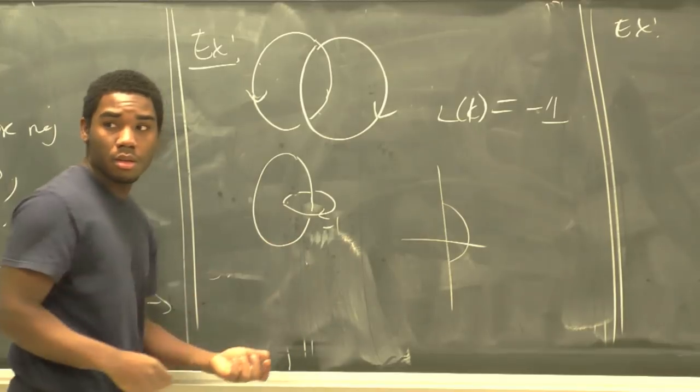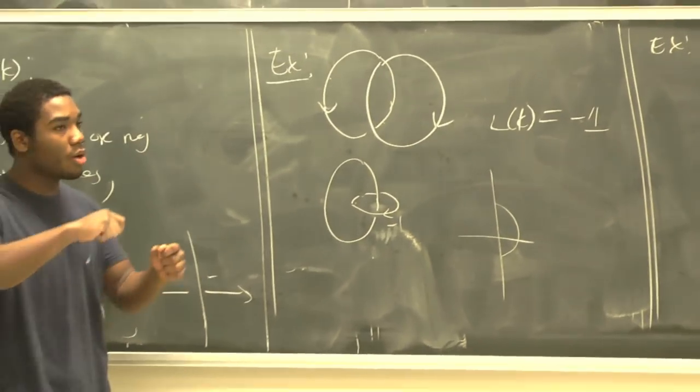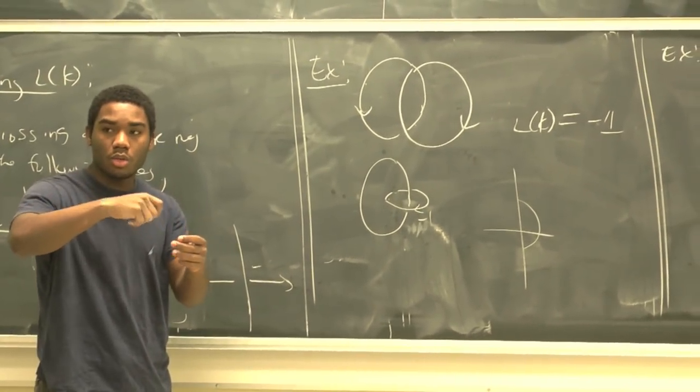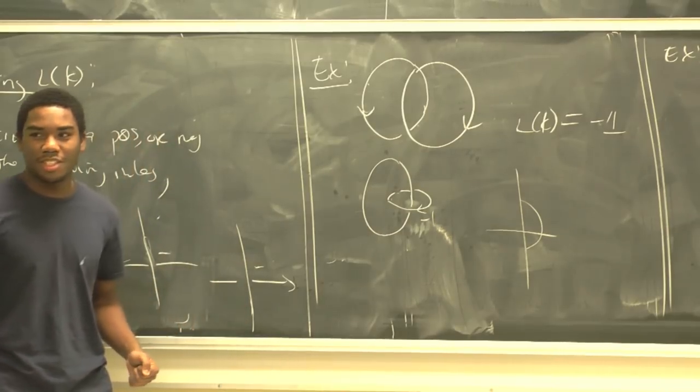How do we know what crossings to not use? What you're going to be using is that you count the crossings by how it winds around, so how you wrap something. You just have to think about it a little bit.